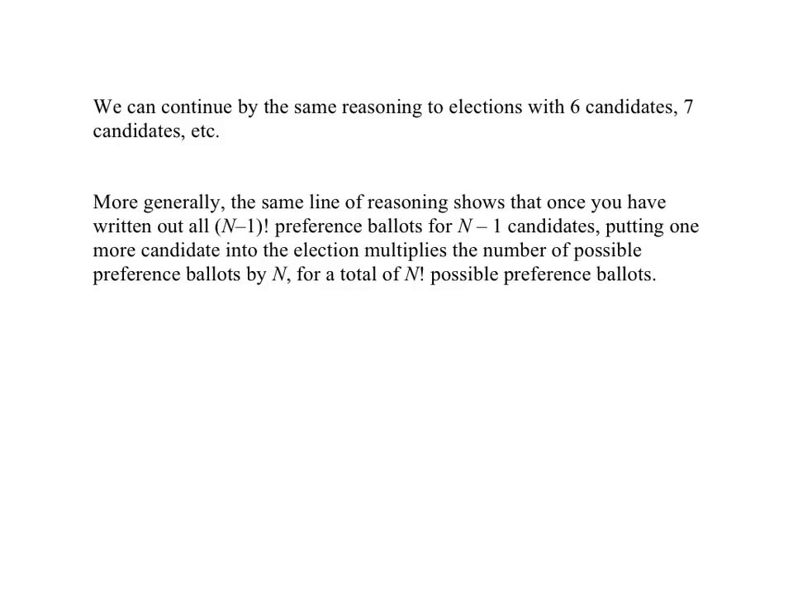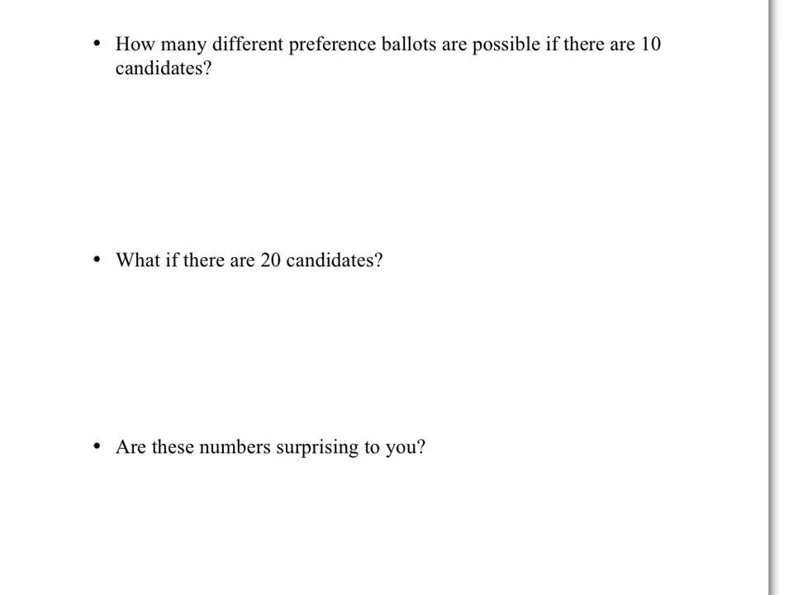If that reasoning process mystified you a little bit, you can go back and rewatch the videos, but this is an important idea. Factorials are an important mathematical idea, and we're really going to need them in the next chapter. In order to check your understanding, please answer the following 3 questions. First, how many different preference ballots are possible if there are 10 candidates? How many if there are 20 candidates? And are these numbers surprising to you? So just pause the video and answer those questions and then continue.